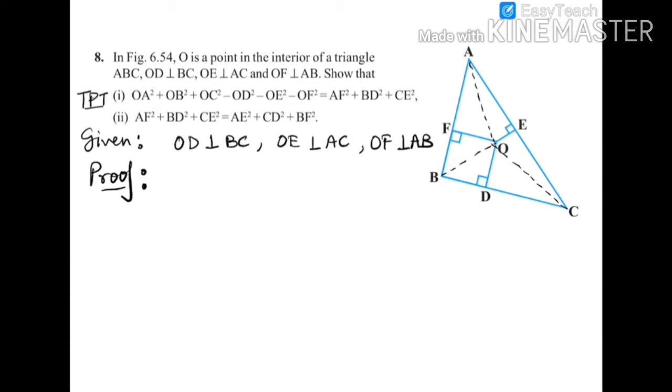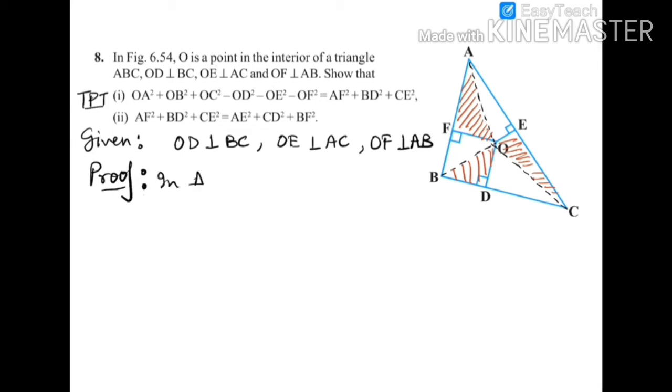To understand that, look at the terms OA, OB, OC, OD, OE and OF, and AF, BD and CE. This means that we have to use the triangles AFO, BDO and ECO. So let's use these triangles one by one.